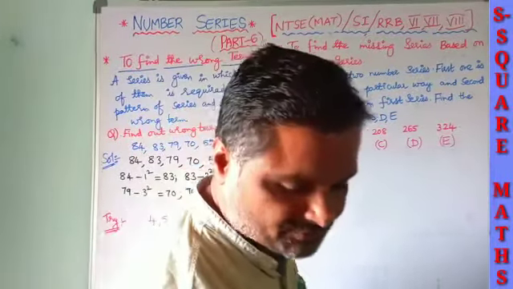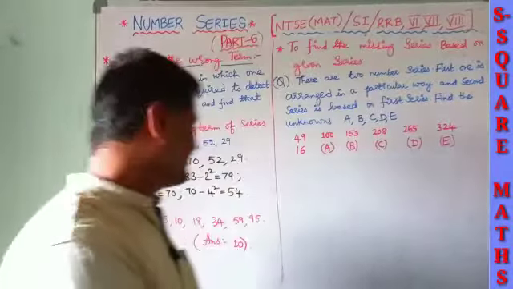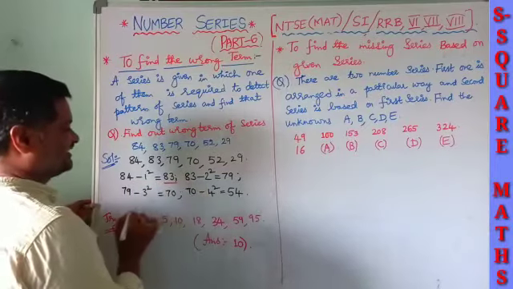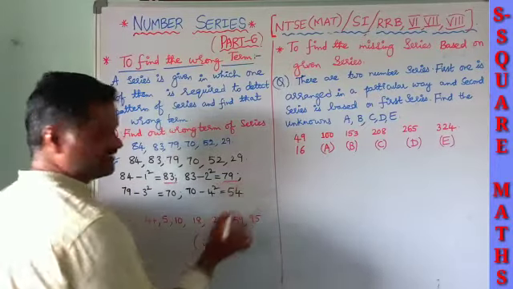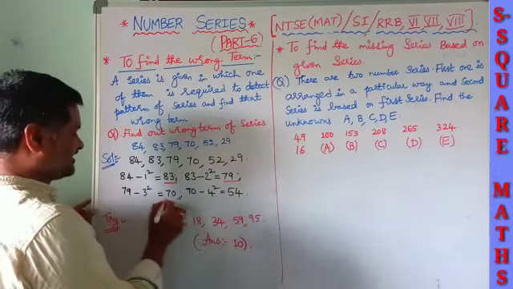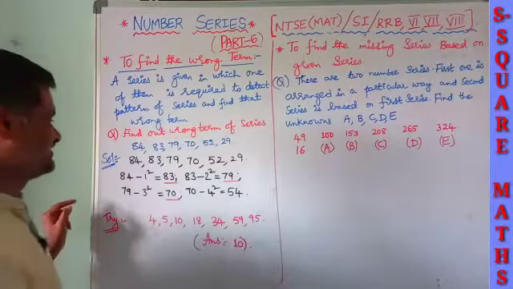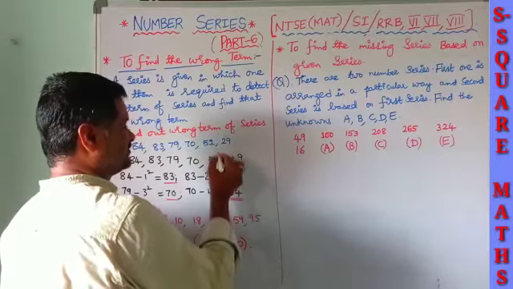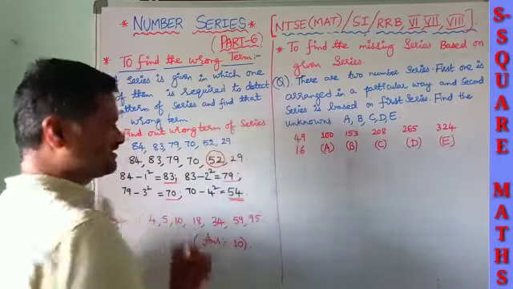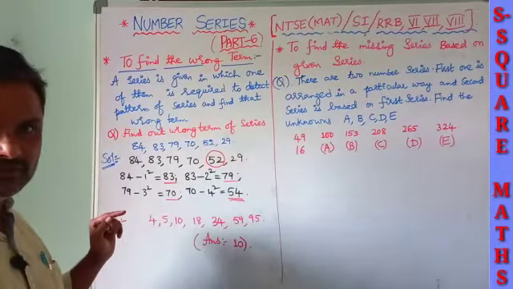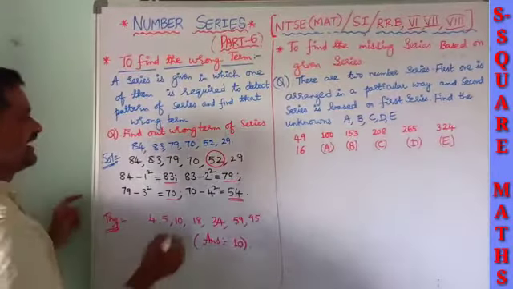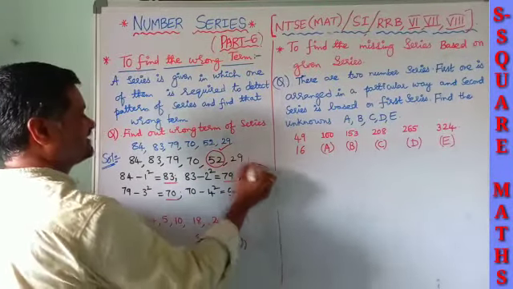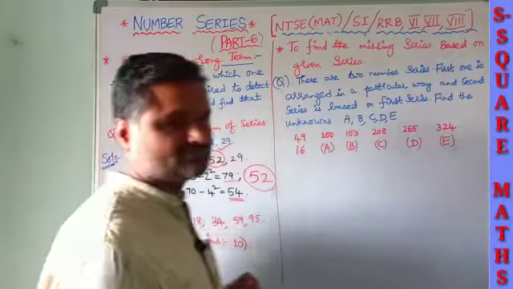Okay. Meanwhile we are continuing here. So 84 minus 1 square is 83, 83 minus 2 square is 79, 79 minus 3 square is 70. Next, 70 minus 4 square is 54, but here our number is 52. So hence the wrong term of the given series is nothing but our 52.